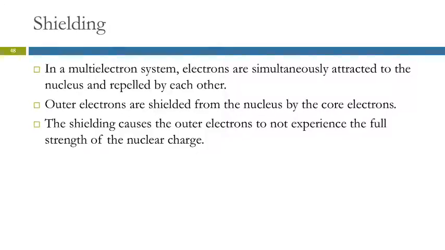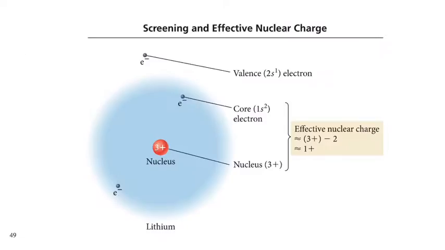We've got this simultaneous attraction for the electrons to the nucleus and the repulsion from the other electrons. And so the outer electrons get shielded from the nucleus by the core electrons. So those outer electrons, the valence electrons, do not experience the full strength of that nuclear charge.